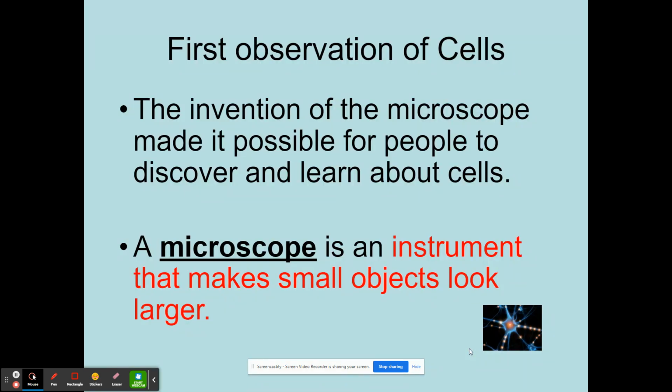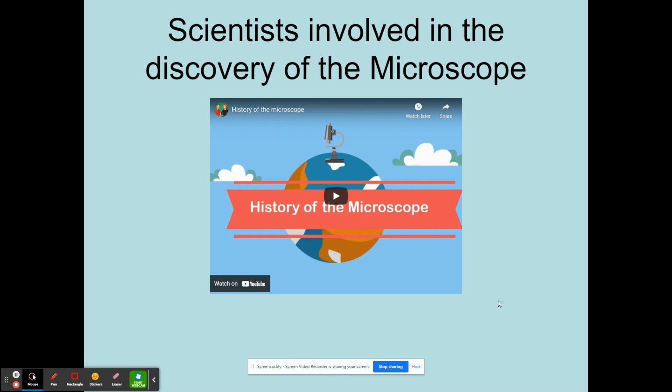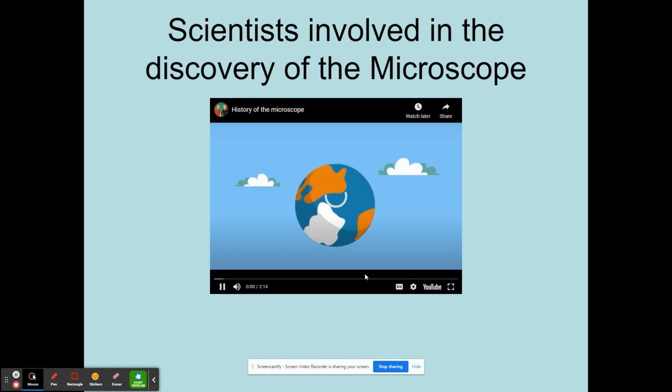So let's get started. The invention of the microscope made it possible for people to discover and learn about cells. The microscope is an instrument that makes small objects, living or non-living, look larger. This is a quick little video. You can play it if you would like. It's about a 2-minute video.